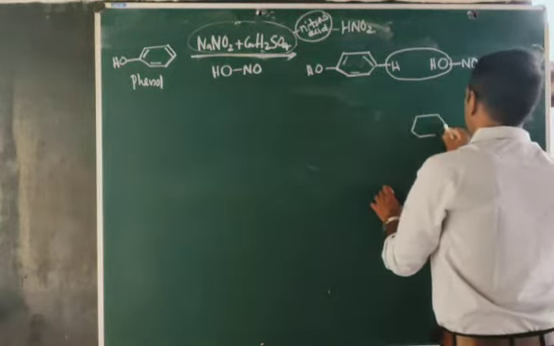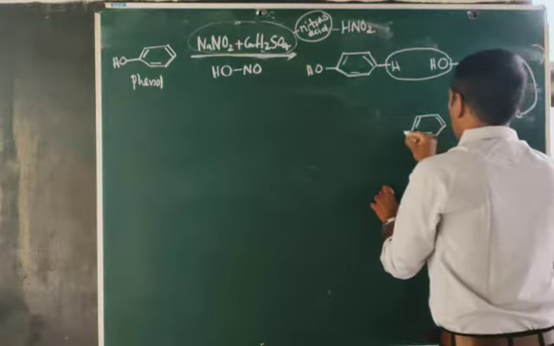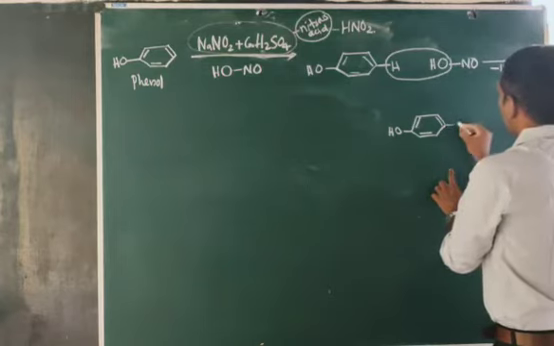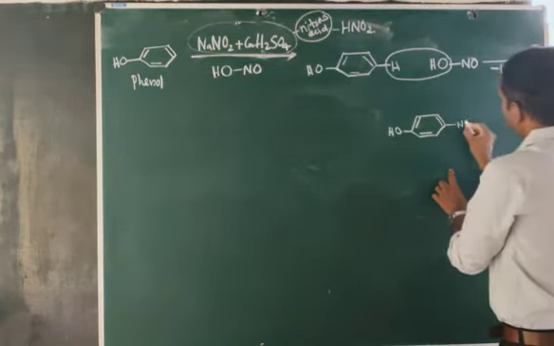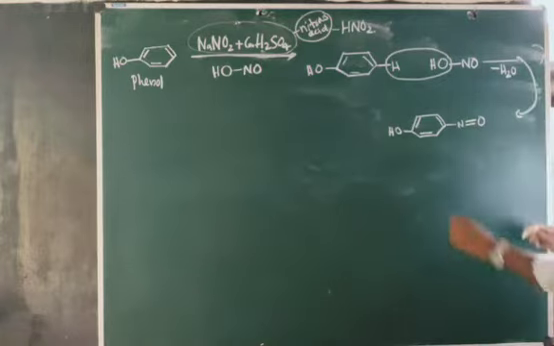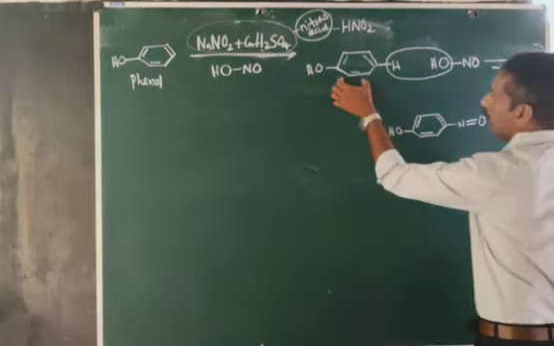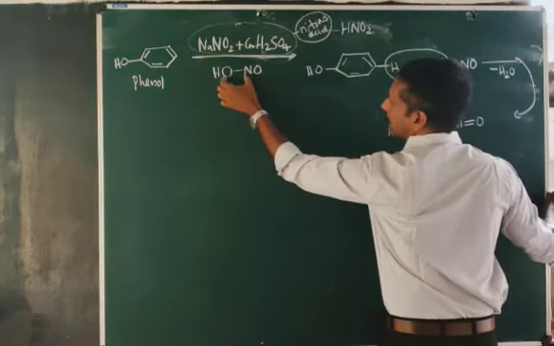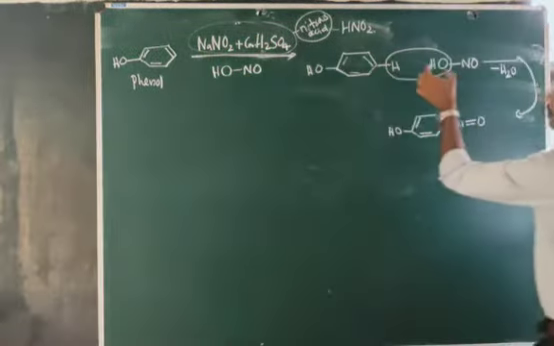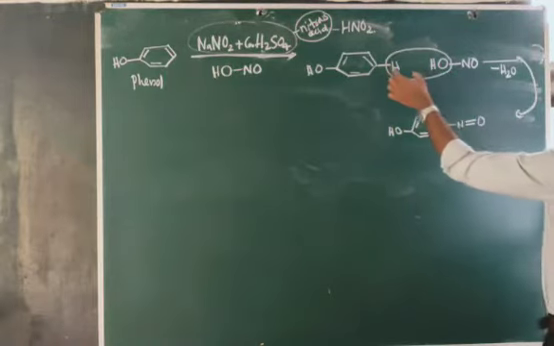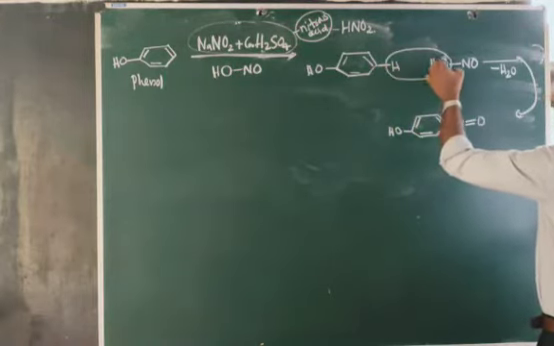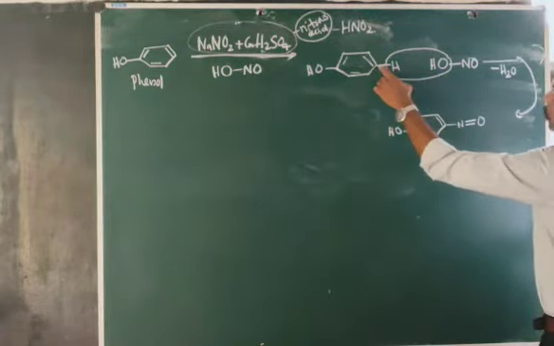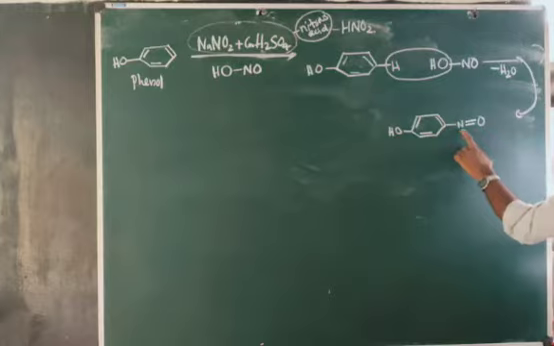Here it is OH, and here what you are getting is NO, meaning N double bond O. First you are getting this one. Look here, phenol, and from NaNO2 and concentrated H2SO4, nitrous acid will be generated. Here is a hydrogen atom and OH, so H2O will be eliminated, and this NO will join at this position. You are getting a structure like this.